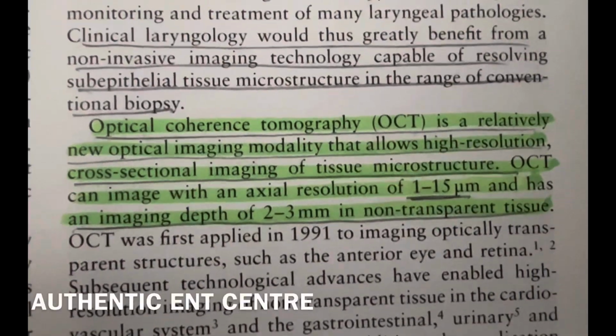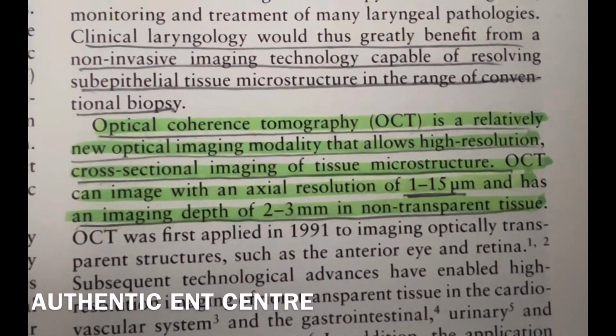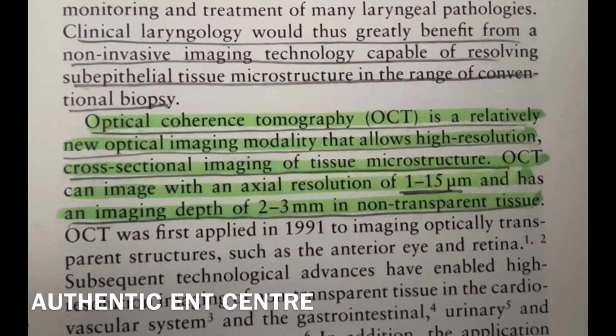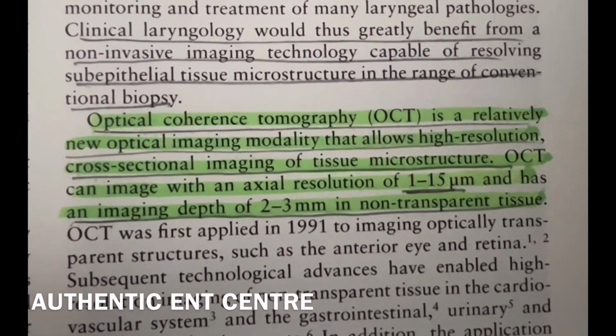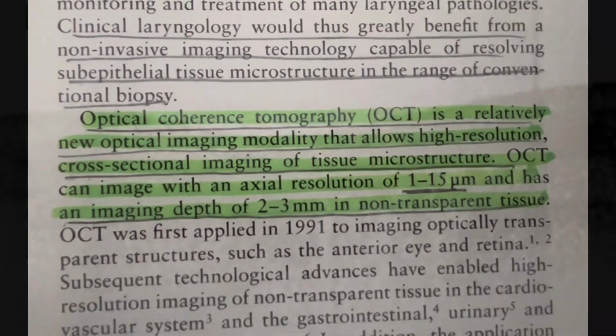Optical coherence tomography is a relatively new optical imaging modality that allows high resolution cross-sectional imaging of tissue microstructure. OCT can image with an axial resolution of 1 to 15 micrometers and an imaging depth of 2 to 3 mm in non-transparent tissue.